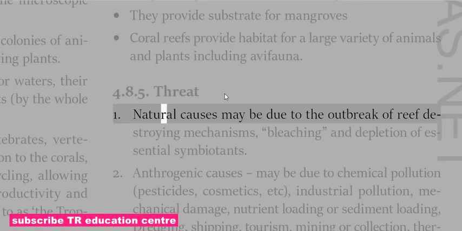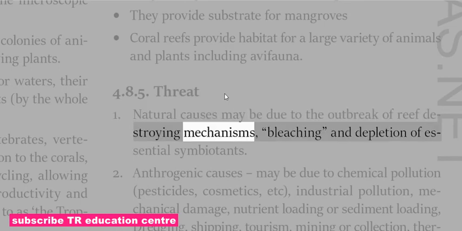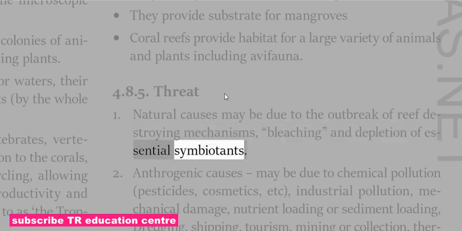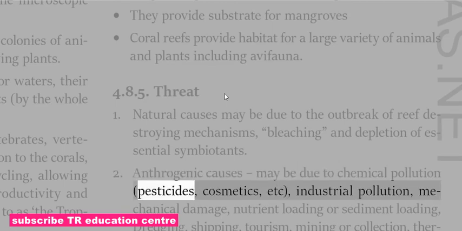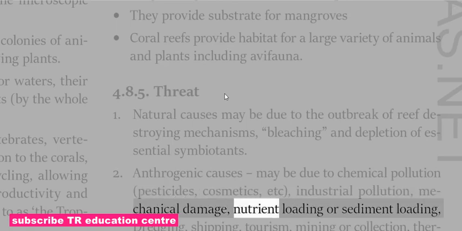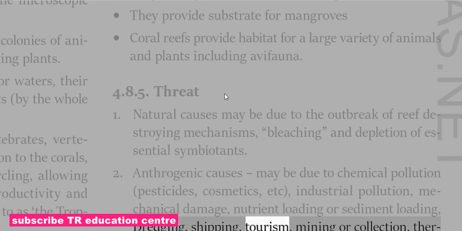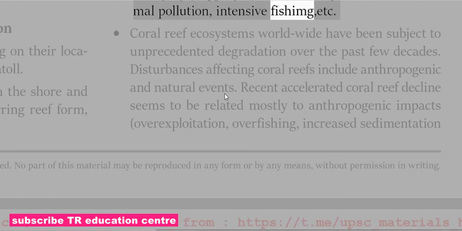Threats. 1. Natural causes may be due to the outbreak of reef-destroying organisms, bleaching, and depletion of essential symbionts. 2. Anthropogenic causes may be due to chemical pollution, pesticides, cosmetics, industrial pollution, mechanical damage, nutrient loading or sediment loading, dredging, shipping, tourism, mining or collection, thermal pollution, intensive fishing, etc.